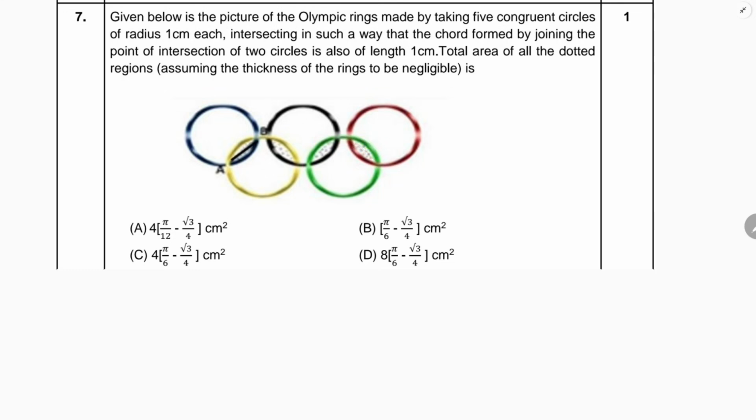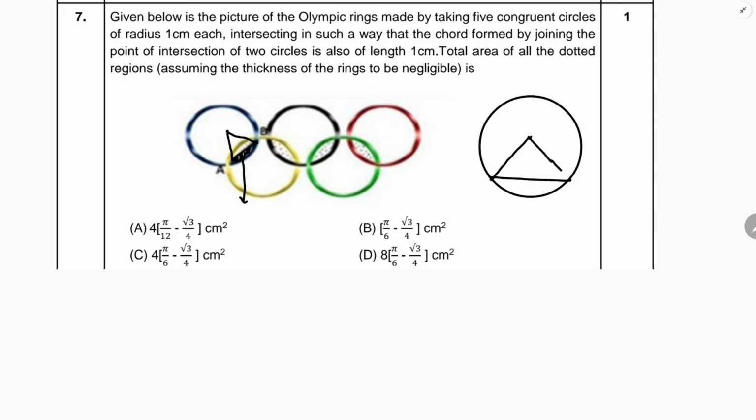I'll show you clearly here. I'll take one of the circles. In that I'll try to find this region, this one. If I join like this here, I will find the area of one part, and I'll multiply this area by 8 times.